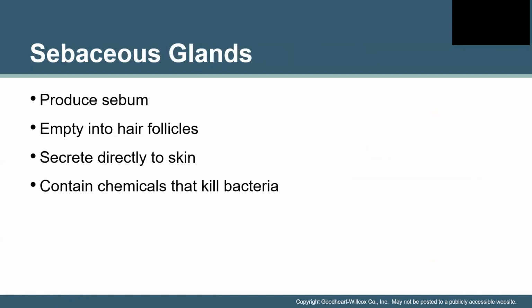Sebaceous glands are located all over the body, except, like I mentioned, for the hands and the feet. These glands produce an oily substance called sebum. Most sebaceous glands empty into a hair follicle, like we saw with the apocrine gland. Sebum helps keep the skin and hair soft, but it also contains chemicals that kill bacteria.